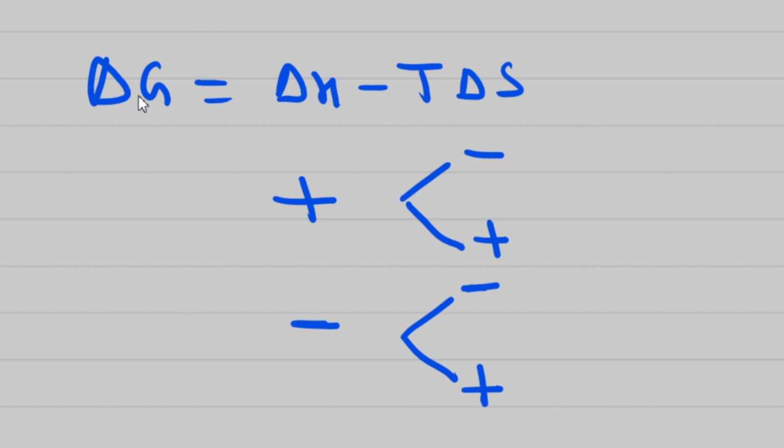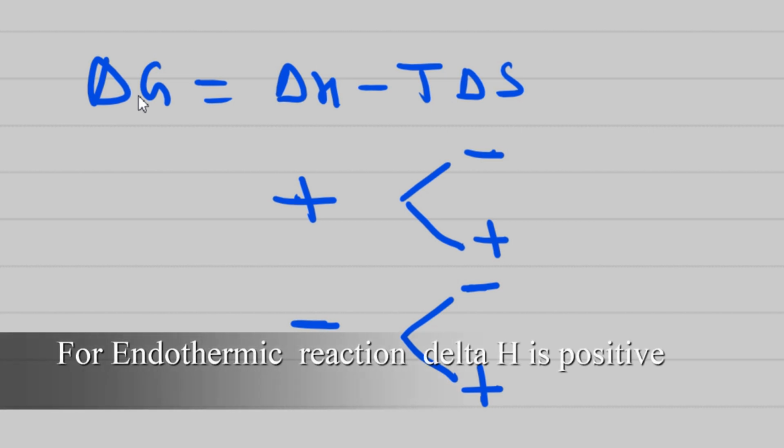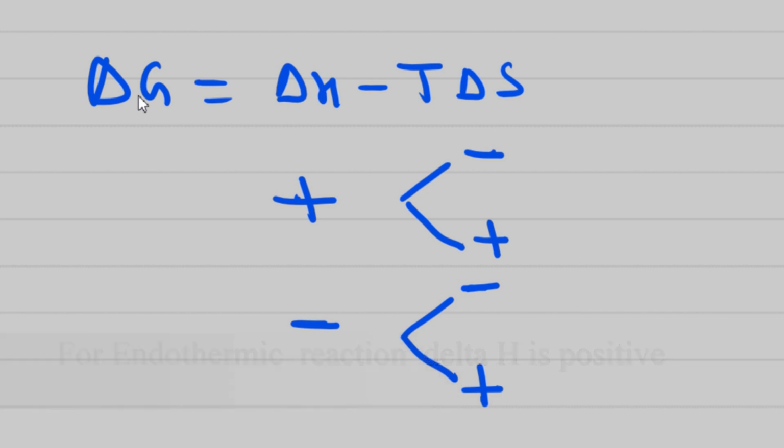Now try to see here, when your value of delta H is positive and your value of delta S is negative, it means the entropy is decreasing. So in total what is going to happen? Here you see the negative sign is going to cancel, it will become positive. So in total the whole value of delta G is going to be positive.